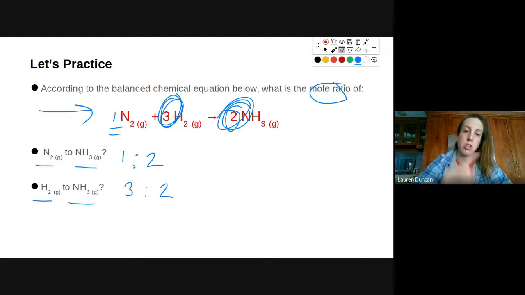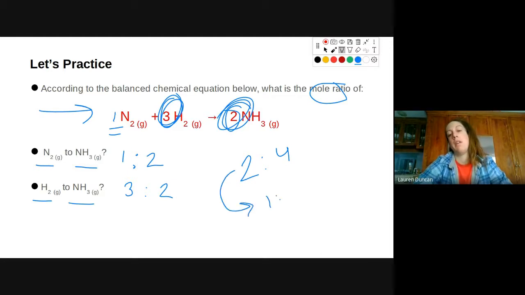The only catch is, it's not possible in this equation, but what if I do this and I get a mole ratio of 2 to 4? I'm going to give you half credit, and the Regents is going to mark you wrong. You guessed it. Make sure you always simplify your mole ratio down as low as possible. So 2 to 4 would simplify to 1 to 2.